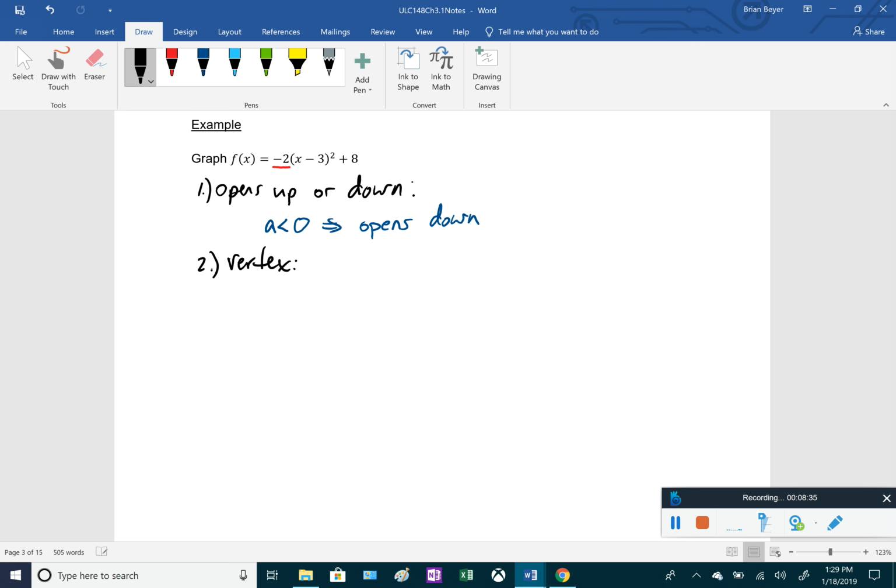For the next one, let's find this vertex. So the vertex is going to be the h comma k. So our h is 3 and our k is 8. So don't get confused here and say negative 3 by accident. It's x minus h and it's x minus 3 here. So it's always the opposite plus or minus sign from what you see inside those parentheses for the x value. And then the y value is the same plus or minus sign from what you see.